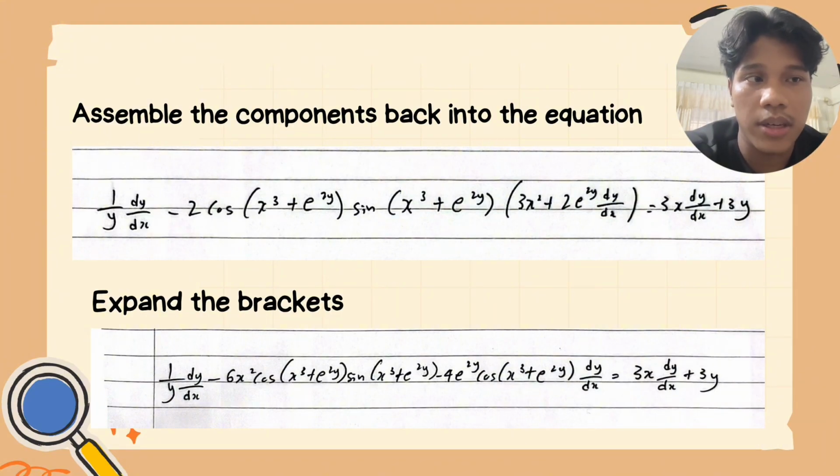After we expand, we get 1 over y dy over ds minus 6s squared cos(s cubed plus e to the power of y) sin(s cubed plus e to the power of y) minus 2e to the y cos(s cubed plus e to the power of y) sin(s cubed plus e to the power of y) dy over ds equals 3s dy over ds plus 3y.